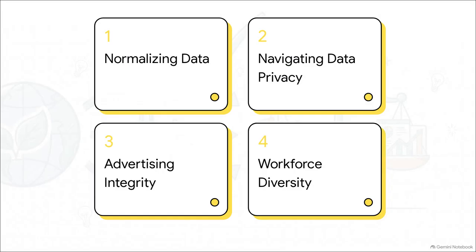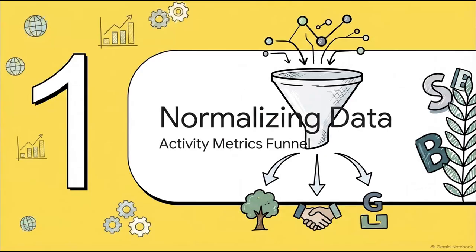Here is our roadmap for today. We'll be covering 4 main areas: normalizing advertising data, navigating data privacy, ensuring advertising integrity, and finally, workforce diversity and inclusion. Let's jump in. Section 1. Normalizing advertising data, the activity metrics funnel.